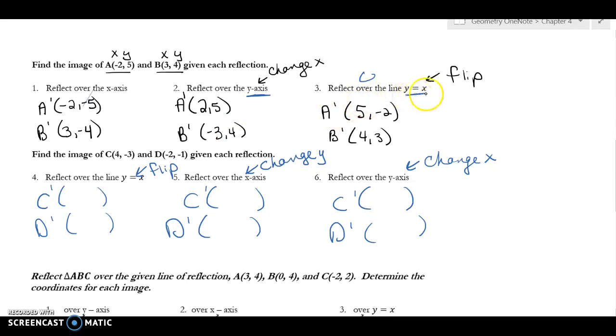For number 3, the line y equals x, you flip the order. For number 4, if I flip over the line y equals x, I get -3, 4, because I switched the order, and -1, -2. Now, when you flip them, make sure you don't change any signs. All you do is you switch.